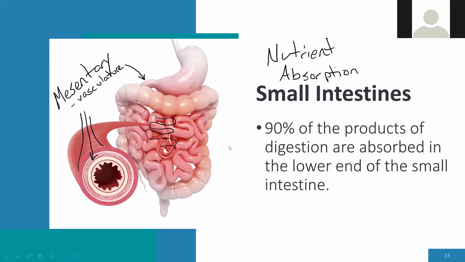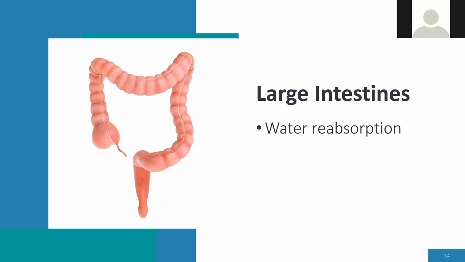So small intestines, nutrient absorption. Large intestines, water absorption, right? Large intestines, much more so. All the nutrients for the most part have been absorbed. Some may still be there, but in the large intestines, maybe they can pull out some nutrients, but it's really water. So make it simple in your head: small intestines, nutrient absorption. Large intestines, water absorption.